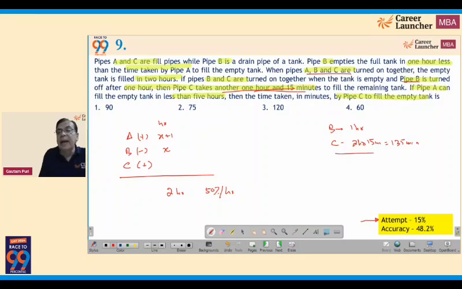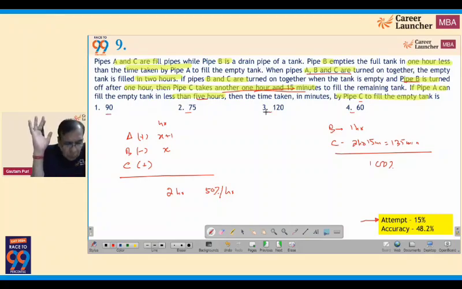To fill the remaining tank, and the tank gets filled 100%. Okay. Pipe A can fill that. If pipe A can fill the empty tank in less than 1 hour, time taken in minutes by pipe C. Okay. Now look at this. Check the choices. Which choice should you check? Choices are 60, 75, 90 and 120.